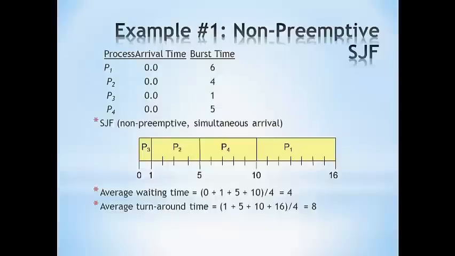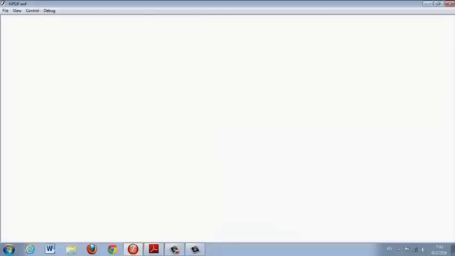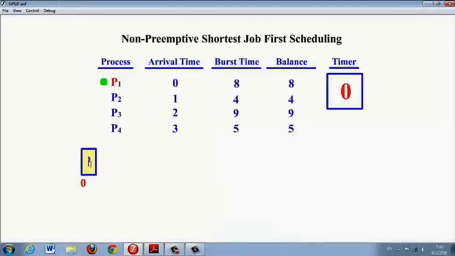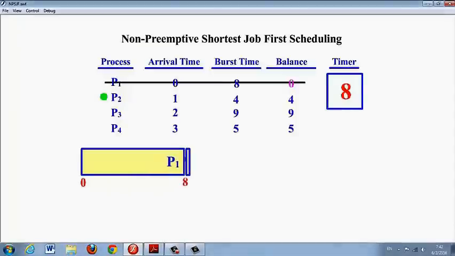Now we will see another example through animation. Here in this example, there are 4 processes P1, P2, P3 and P4. P1 will arrive at 0 seconds, P2 will arrive at 1 second, P3 will arrive at 2 seconds and P4 will arrive at 3 seconds.